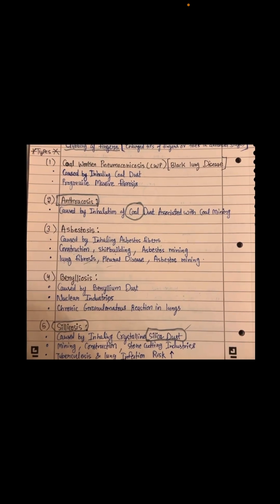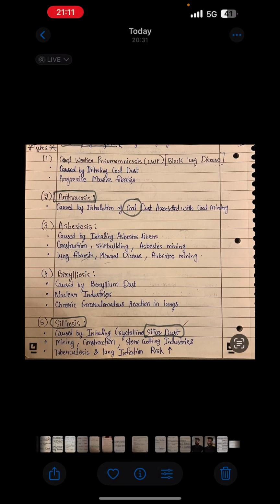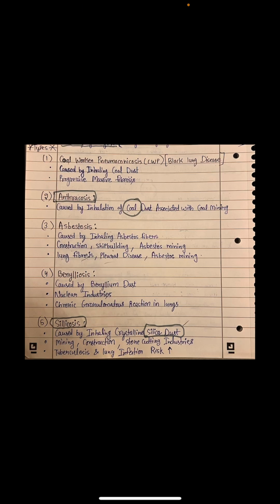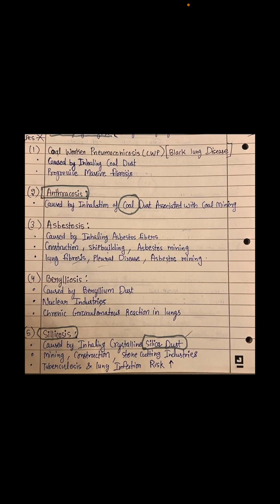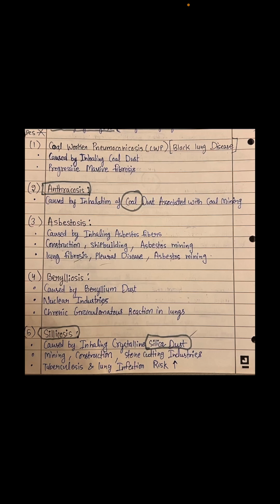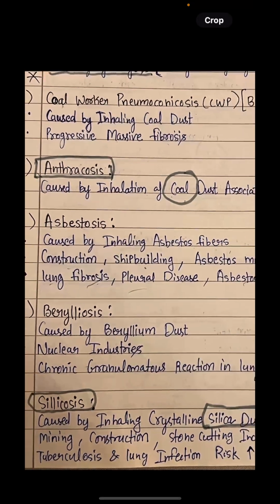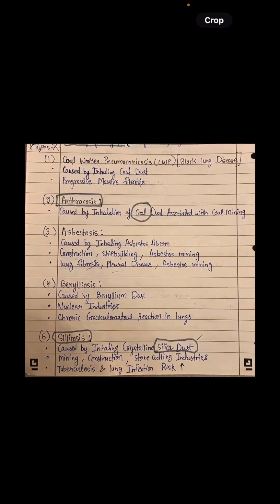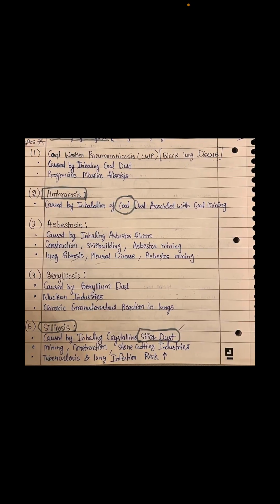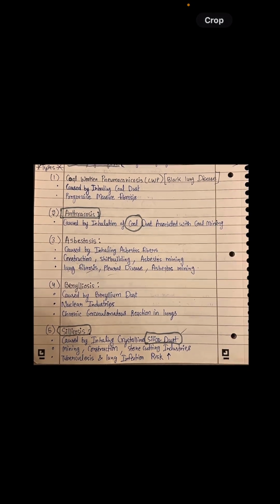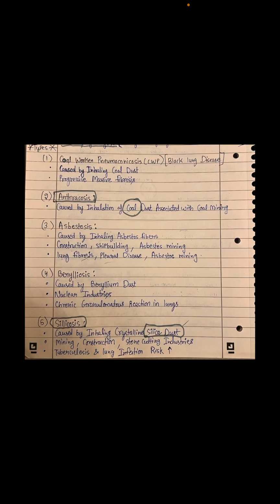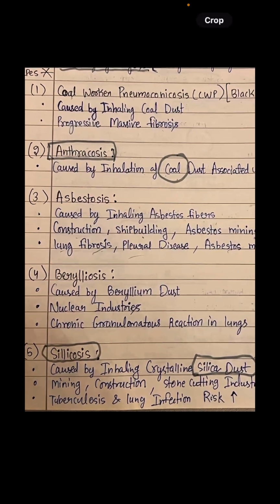Let's see one by one how many categories there are in pneumoconiosis. So first of all, there is coal worker pneumoconiosis. Whenever there is coal, the question about coal has been asked. It is also called black lung disease. It is caused by inhaling coal dust, and it leads to progressive massive fibrosis. We call it black lung disease just because coal's color is black, so the lungs start to get black due to it. Even the sputum turns black while spitting because of the coal deposition. So next one is anthracosis.